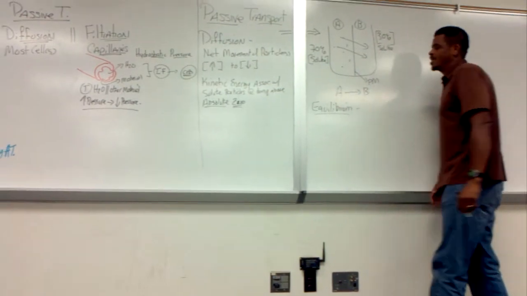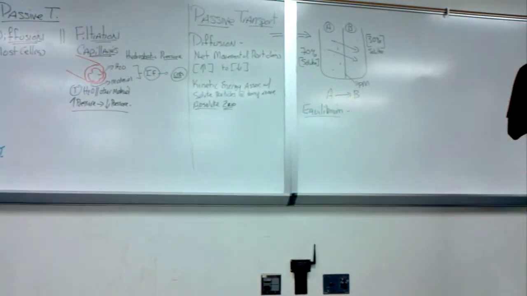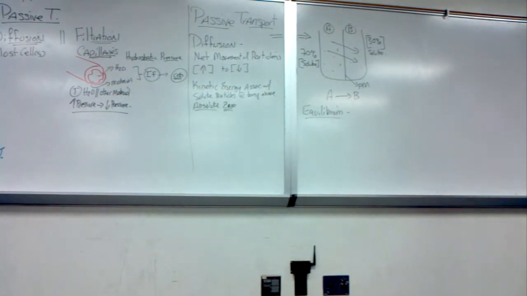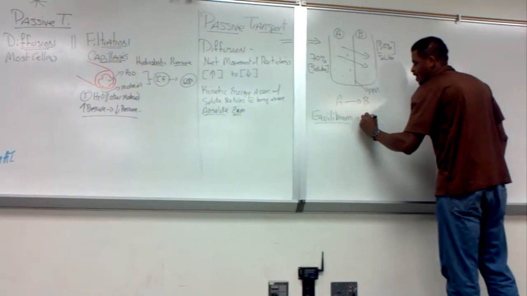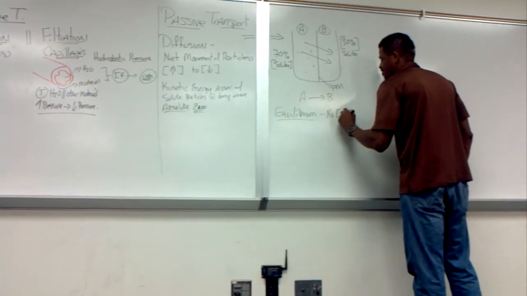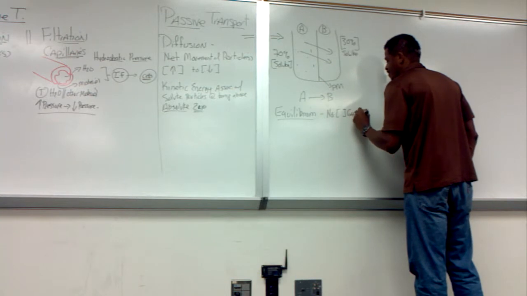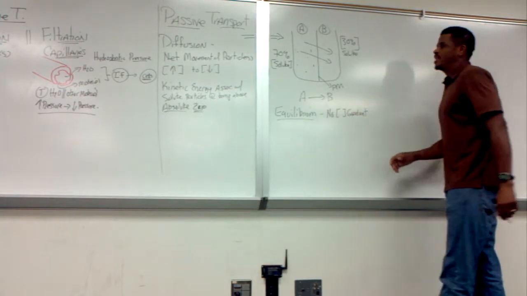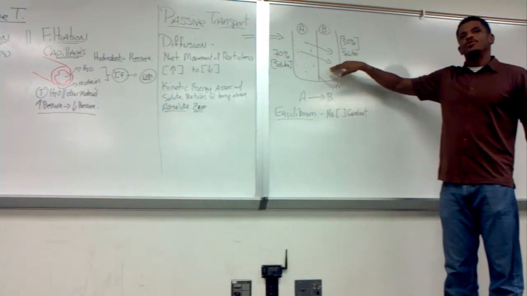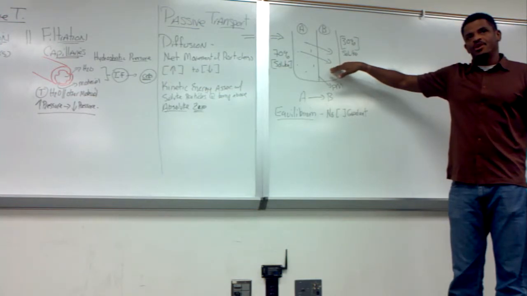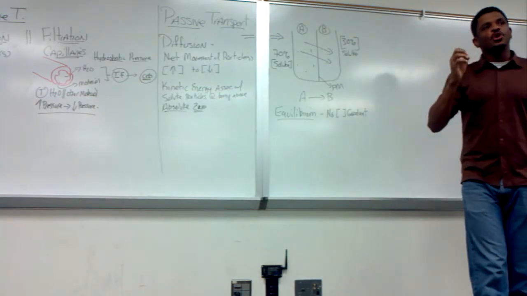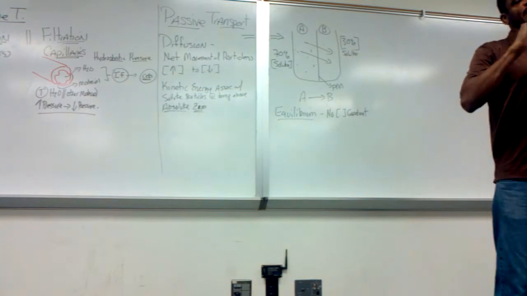And what can we say about equilibrium? When equilibrium is reached, we have what? No concentration gradient. So at equilibrium, there's no concentration gradient. We have equal solute concentrations on both sides of the plasma membrane. Are you okay with that? So we have no net movement of particles from A to B or from B to A.